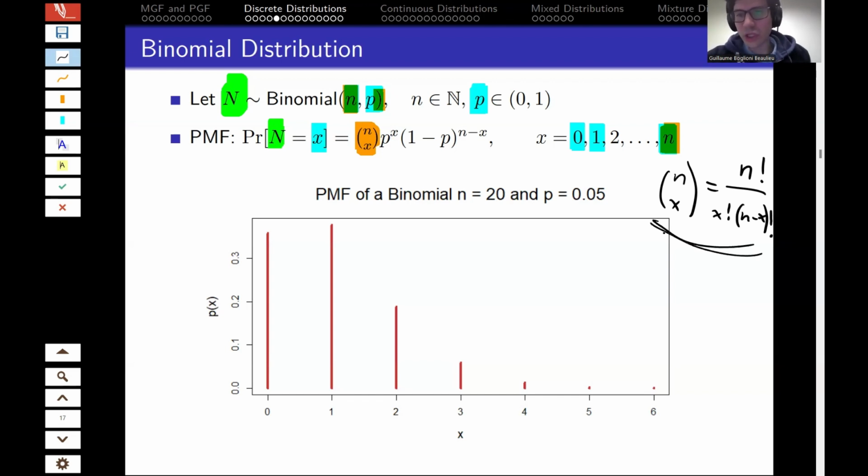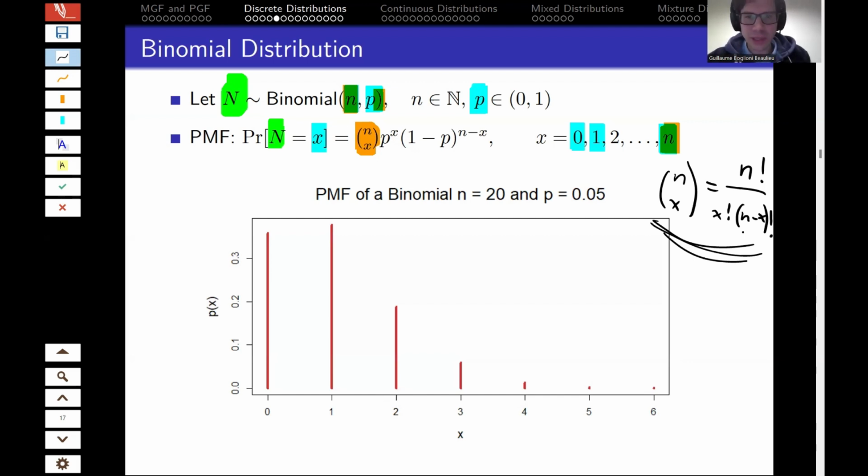You remember the interpretation of this is how many ways can I select x objects within n objects, where all the objects are distinct, but I don't care about the ordering of those objects. So yeah, I imagine this is something you've seen before.